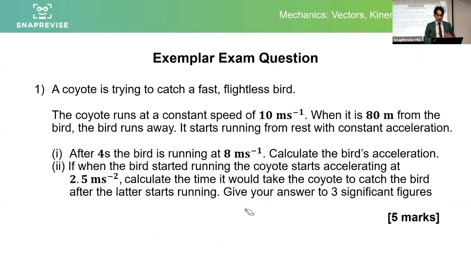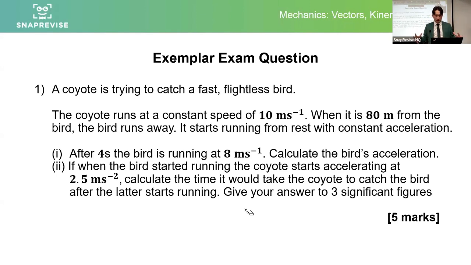We're going to just work through this question together. A coyote is trying to catch a fast flightless bird. The coyote runs at a constant speed of 10 meters per second. When it is 80 meters from the bird, the bird runs away. It starts running from rest with constant acceleration. After 4 seconds, the bird is running at 8 meters per second. Calculate the bird's acceleration. If the bird started running when the coyote starts accelerating at 2.5 meters per second squared, calculate the time it would take the coyote to catch the bird after the latter starts running. Give your answer to 3 significant figures.